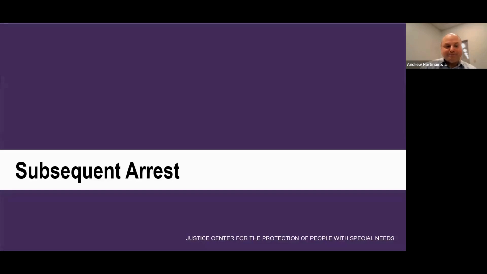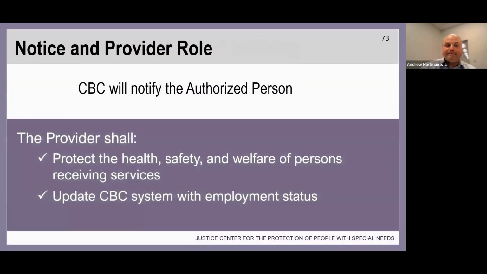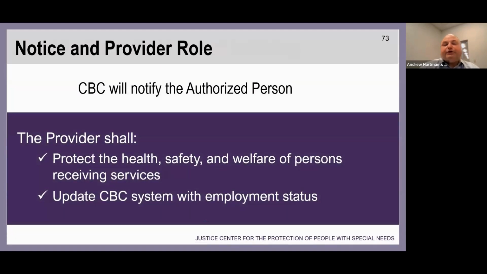Subsequent arrest. CBC will notify the authorized person, and the provider shall protect the health, safety, and welfare of persons receiving services and update the CBC system with employment status. So really, our subsequent arrests are a courtesy that we provide. Our staff receives the arrest notices and then sends them and uploads them for the provider, but the provider is required to make a safety assessment based on their state oversight agency.